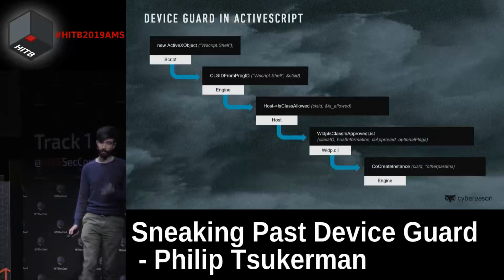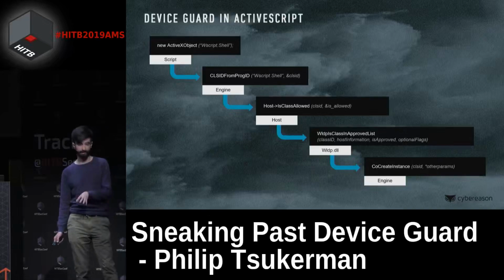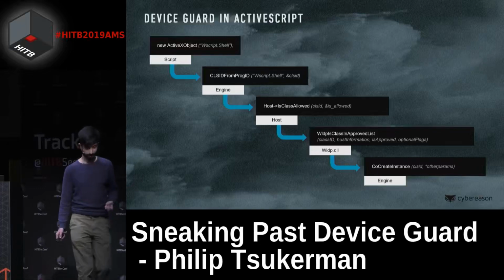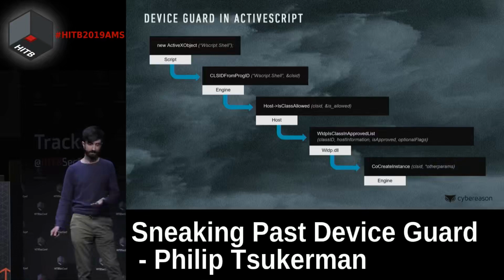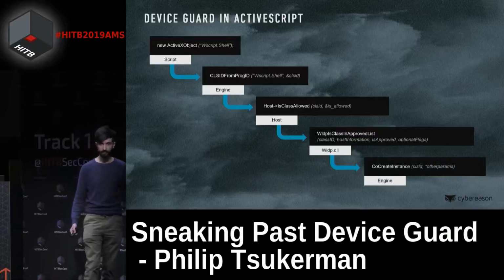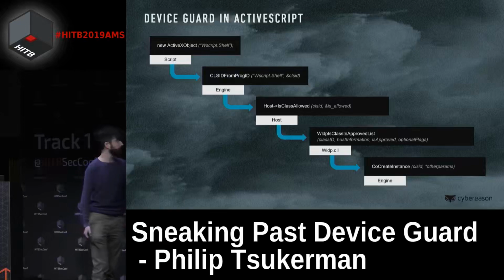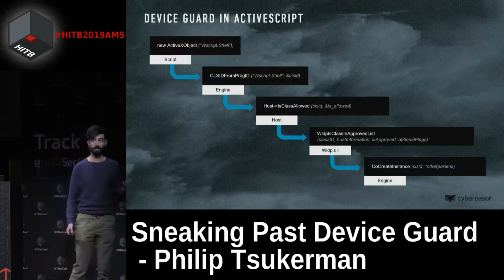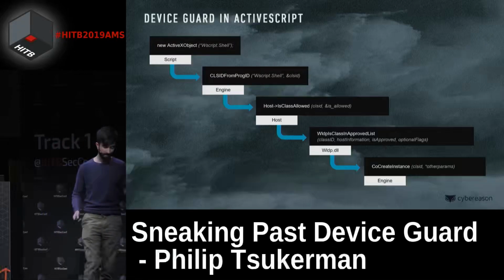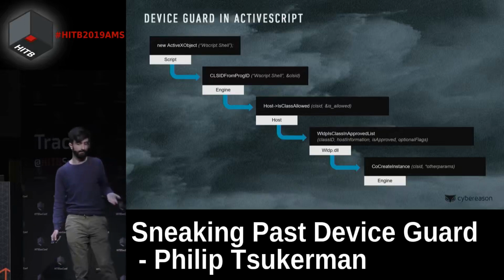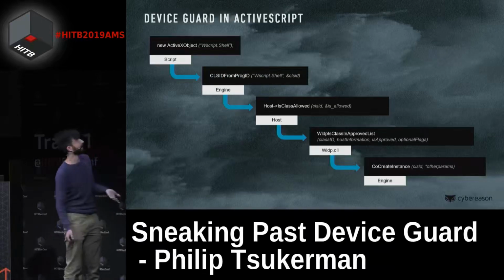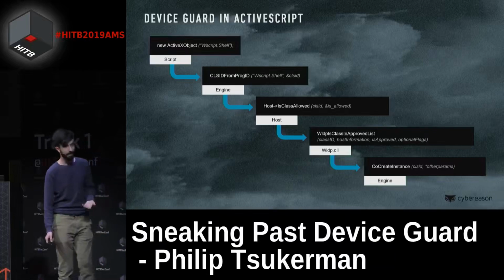Now, how does Device Guard work in the context of ActiveScript? As I've said before, what Device Guard does to non-whitelisted scripts is filter COM objects. So let's walk through this process. Let's say I want to create the object wscript.chill, which is not part of the allowed objects in non-signed scripts. So I do CreateActiveXObject wscript.chill.